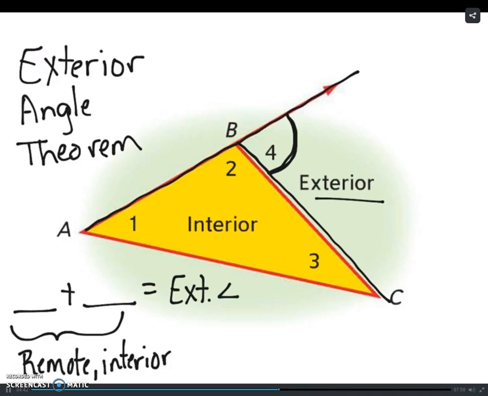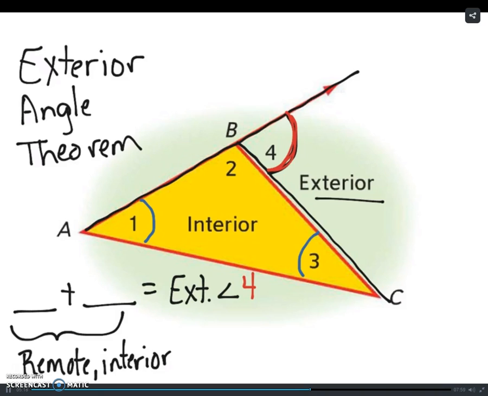So we're looking for the two angles that are farthest away from the exterior angle we're interested in. So since angle 4 is the exterior angle we're interested in, then the two angles that are remote and interior are angles 1 and 3. Okay? Angle 2 is also an interior angle, but it is right here, right next to angle 4. They're almost next door neighbors, right? So angle 2 is not a remote interior angle.